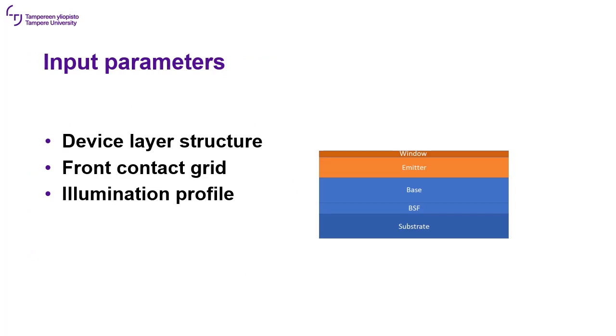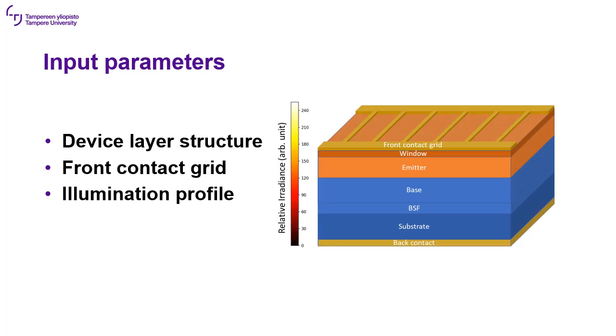As input parameters, our simulation tool takes the device layer structure of the semiconductor layers. Then it also uses information about the front contact grid metallization of the cell and also information about the illumination profile incident to the cell.